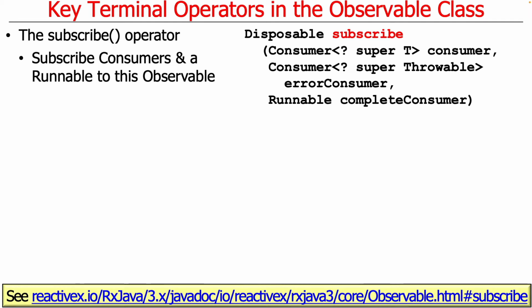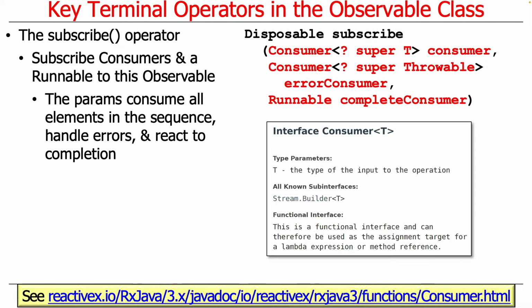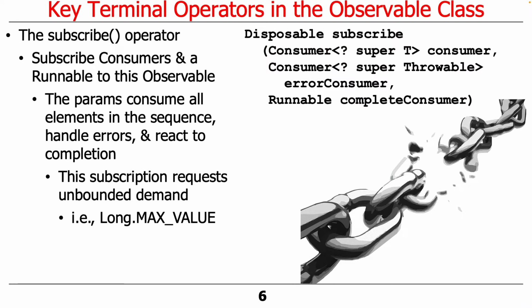So the subscribe operator subscribes a couple of consumers and a runnable to the current observable. You can see here it takes a bunch of parameters. These parameters consume all the elements in the sequence that complete correctly using the consumer. They handle any errors that may occur through the error consumer, and they react to completion via this complete runnable. This particular use allows unbounded demand for subscriptions. It'll send items as fast as it possibly can, and the subscribers just have to keep up somehow.